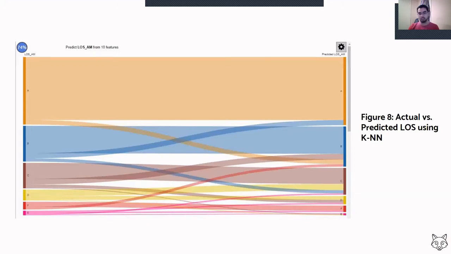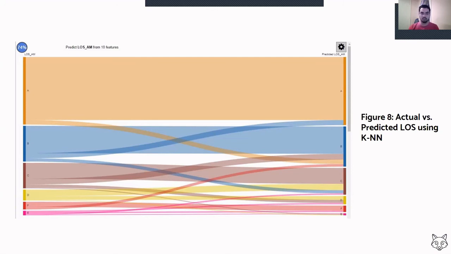Now, this is a different alluvial chart. This is an alluvial chart representing the accuracy of a KNN algorithm for predicting LOS. We ran several tests. We tried some regression algorithms and KNN, and we found that KNN was the more accurate algorithm for predicting this specific LOS, but it's still not great with only a 74% accuracy rate, but still way better than the regression one, which had only a 40% accuracy rate.